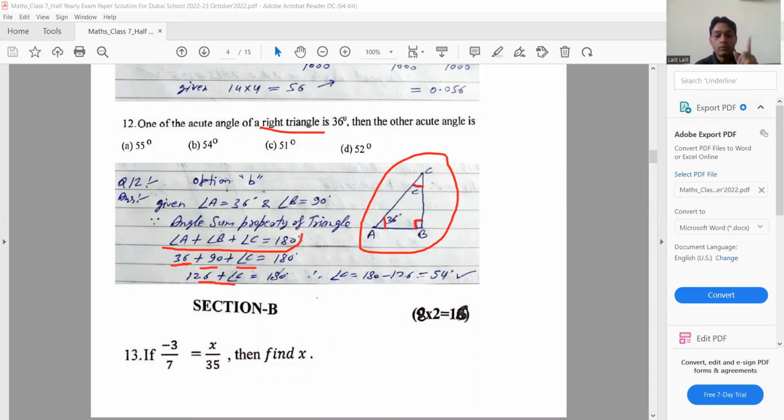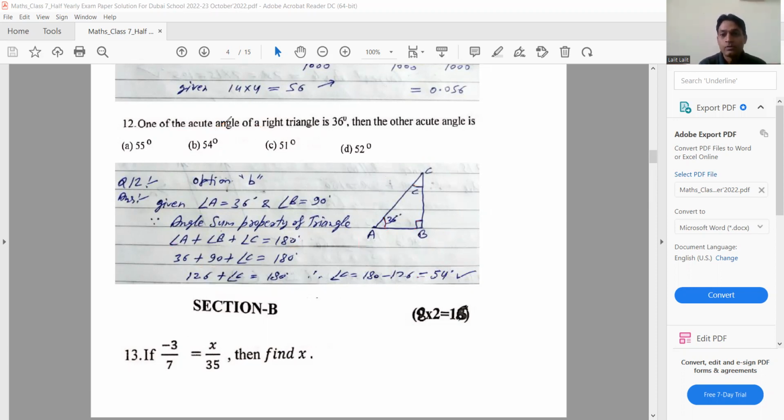Now you just use transpose, and when we transpose 126 from the left hand side to the right hand side, what do we do? We just change the sign. So C is equal to 180 minus 126. The correct answer is 54. 54 is option number B. So the B option is correct. So with this, section A is completed. I hope you got clarity with concepts for each and every question.